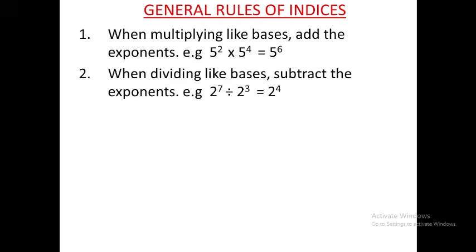The second rule states that when dividing like bases, subtract the exponents. When dividing, we subtract. When multiplying, we add. And so, like you can clearly see on our screen, 2 exponent 7 divided by 2 exponent 3. Here, we maintain the base 2 and subtract the exponents, and so 7 minus 3 will give us 4. Good. Let's take the third rule.